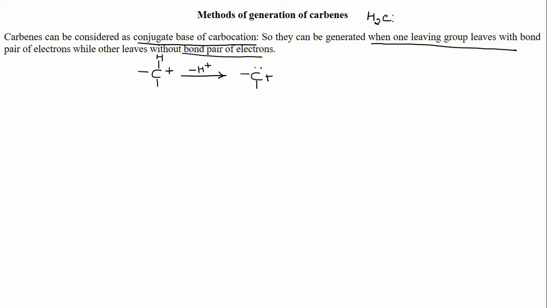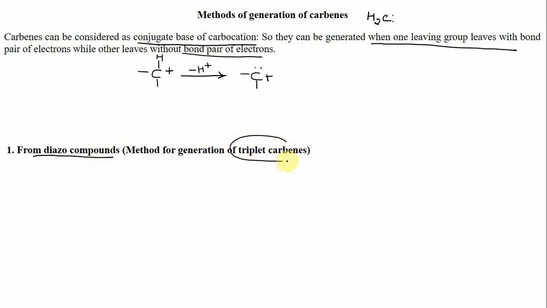The very first method is from diazo compounds. Now these carbenes can be generated from diazo compounds, and this method always results in the formation of triplet carbenes. Now what are diazo compounds? Diazo compounds are those compounds which consist of a diazonium group. So this is your diazonium group. So the compounds which consist of this diazonium group are called diazo compounds.